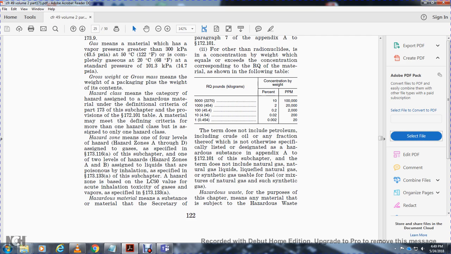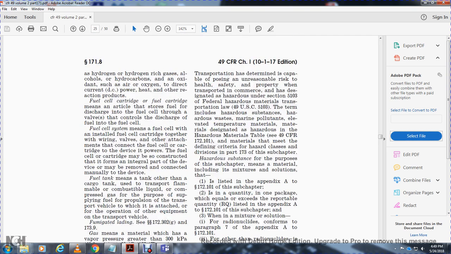Hazardous material means a substance or material that the Secretary of Transportation has determined is capable of posing an unreasonable risk to health, safety, and property when transported in commerce, and has designated as hazardous material under section 5103 of the Hazardous Materials Transportation Law, title 49. The term includes hazardous substances, hazardous waste, marine pollutants, elevated temperature material, and materials designated as hazardous in the hazardous materials table, title 49 172.101.